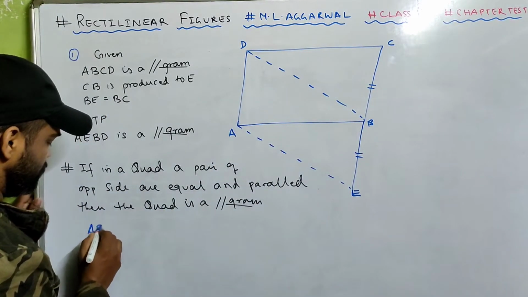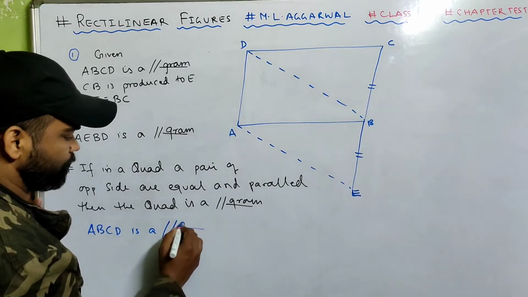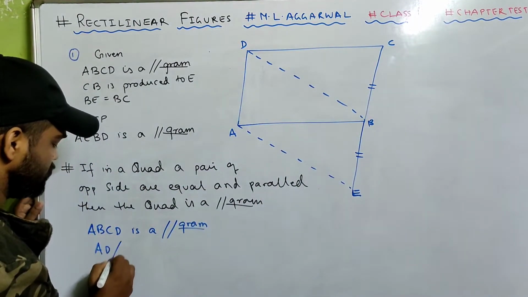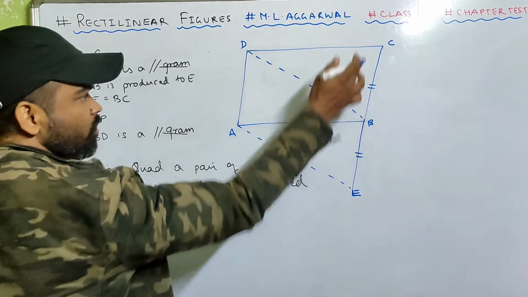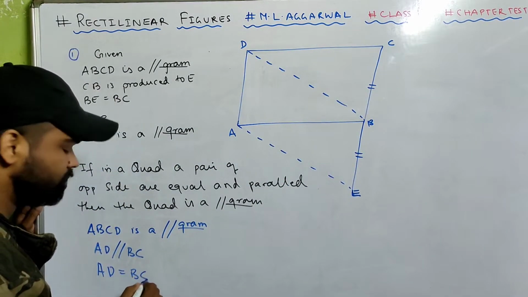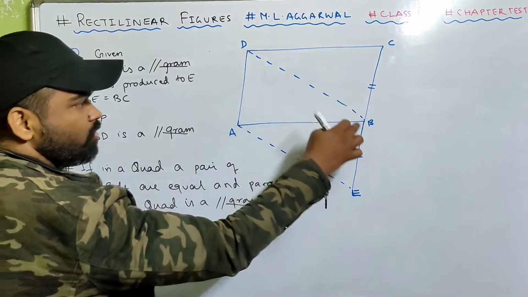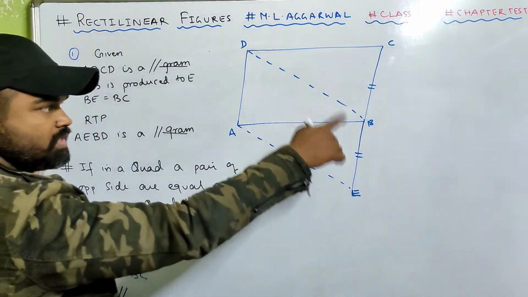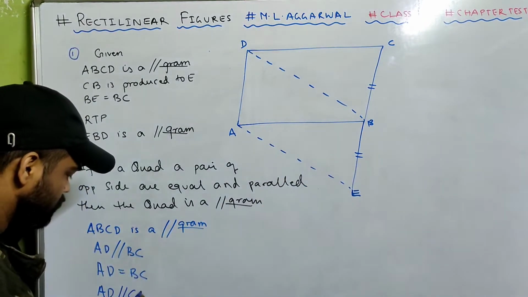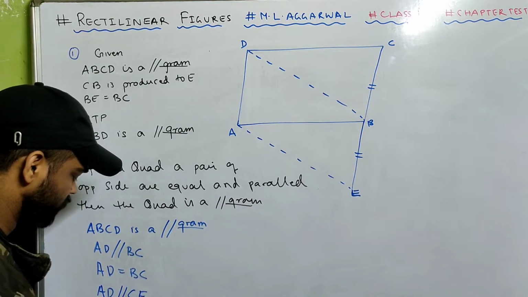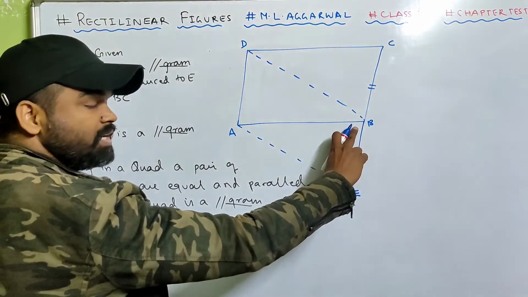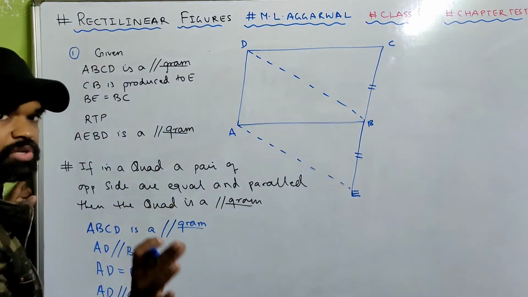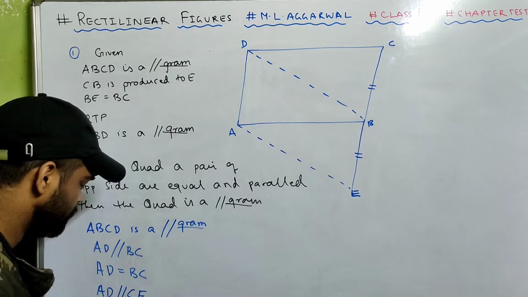ABCD is a parallelogram, which means AD is parallel to BC, and AD is equal to BC. Now look, if AD is parallel to BC, then AD is also parallel to CE, because CE is a straight line only. Yes or no? Which means, can I write, look carefully, AD parallel to BE also? Yes, it is parallel to this line, so it is parallel to this BE also, a portion of the line. So AD parallel to BE.